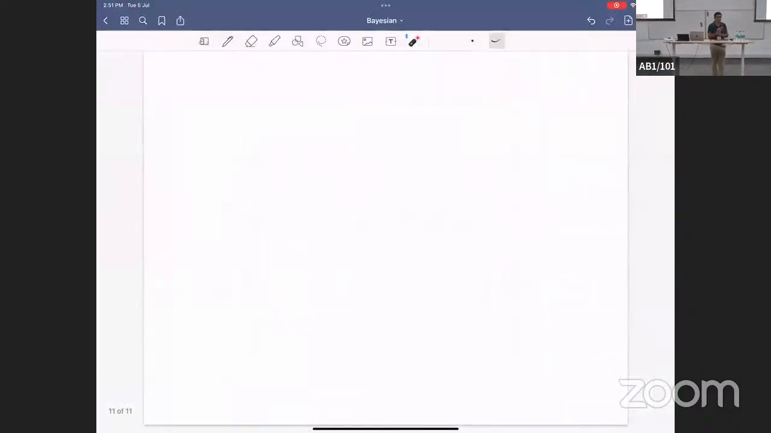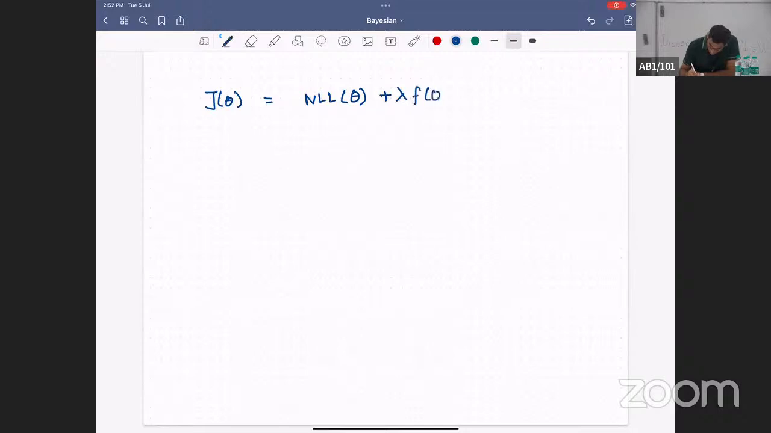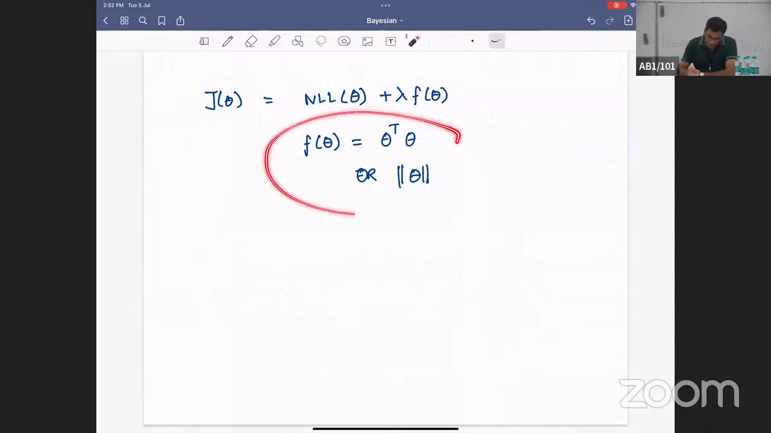Can everyone see? So we had J of theta is equal to negative log likelihood of theta, right? Plus lambda times some function of theta. Generally, function of theta is theta transpose theta, or the L1 norm of theta, right? So firstly, does everyone understand what do you mean by theta transpose theta?